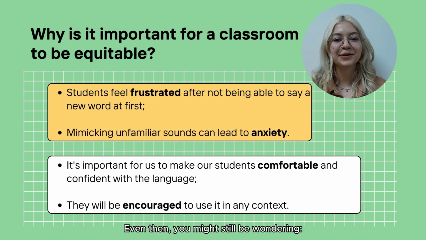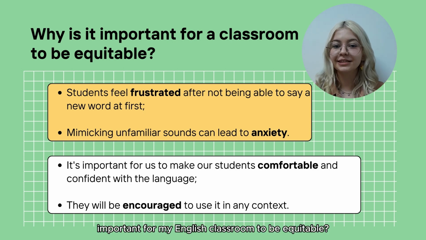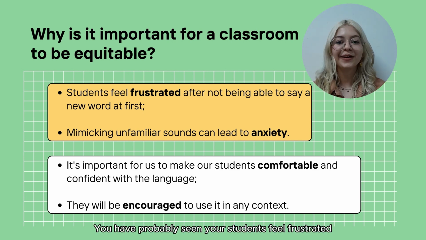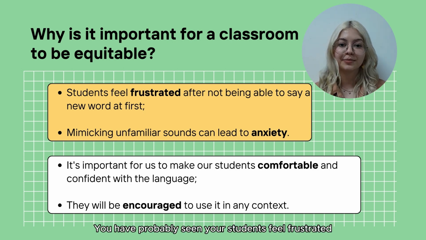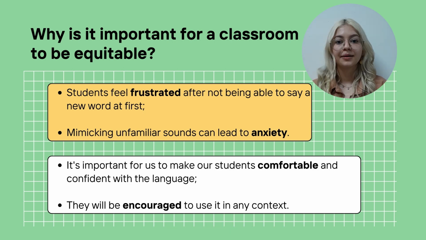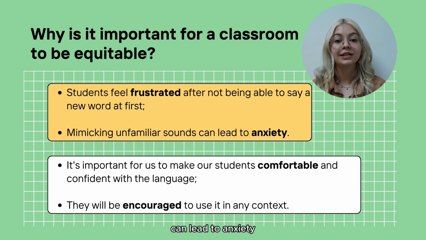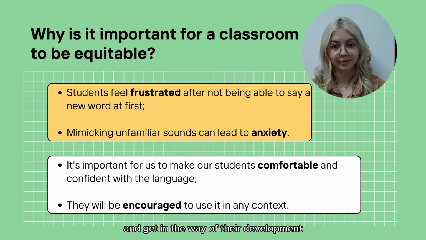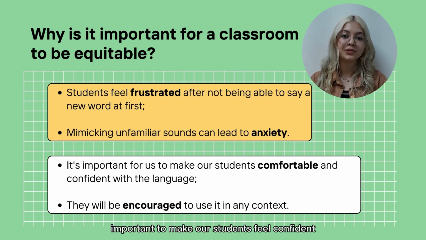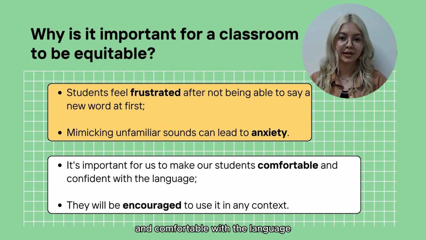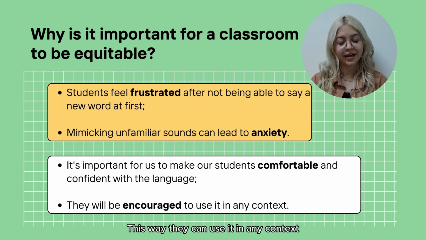Even then, you might still be wondering, why is it important for my English classroom to be equitable? You have probably seen your students feel frustrated because they cannot say a word at first. Making learners mimic new sounds they might not even have in their native language can lead to anxiety and get in the way of their development. That's why it's so important to make our students feel confident and comfortable with the language. This way, they can use it in any context.